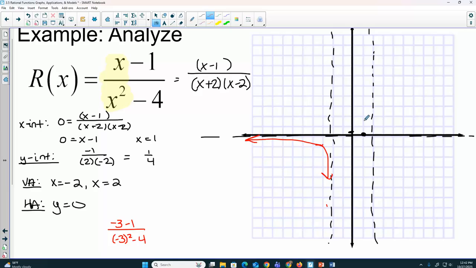All right, this middle piece. I know it has to hit these points, right? You could certainly pick more points if you wanted, because I don't really know, is it like a parabola or is it coming down? So you could certainly plug in some more. If you put in a -1, so the top would be -2, -1 squared is 1, -4 is -3, so that would give me a positive 2/3. Okay, can you tell what this is doing?